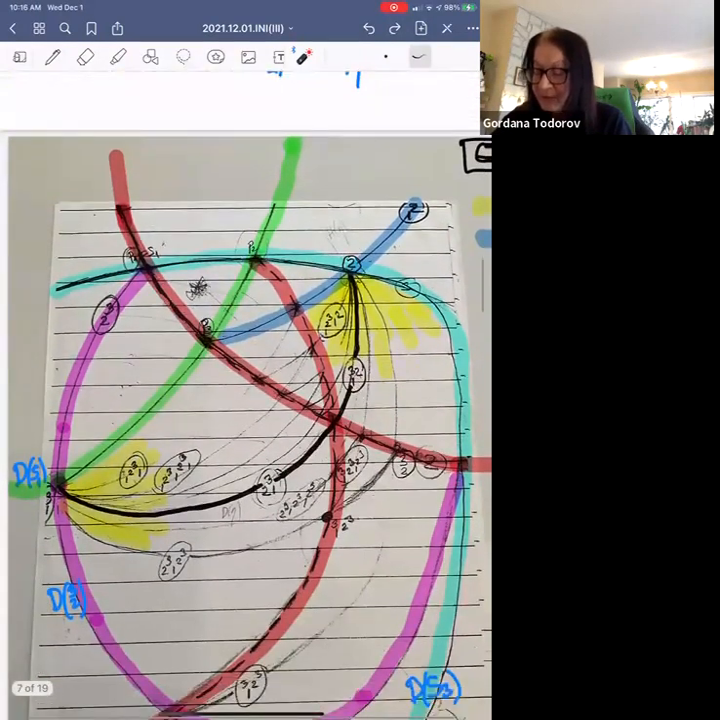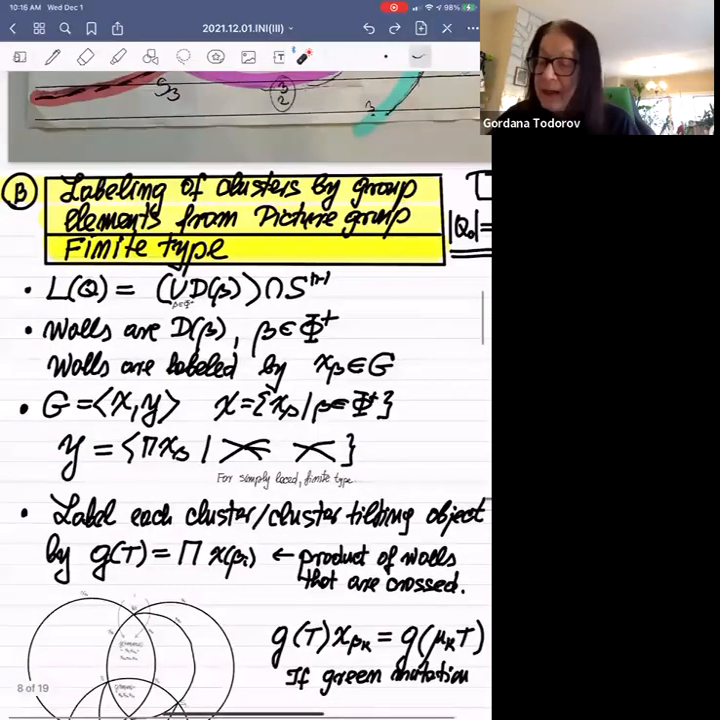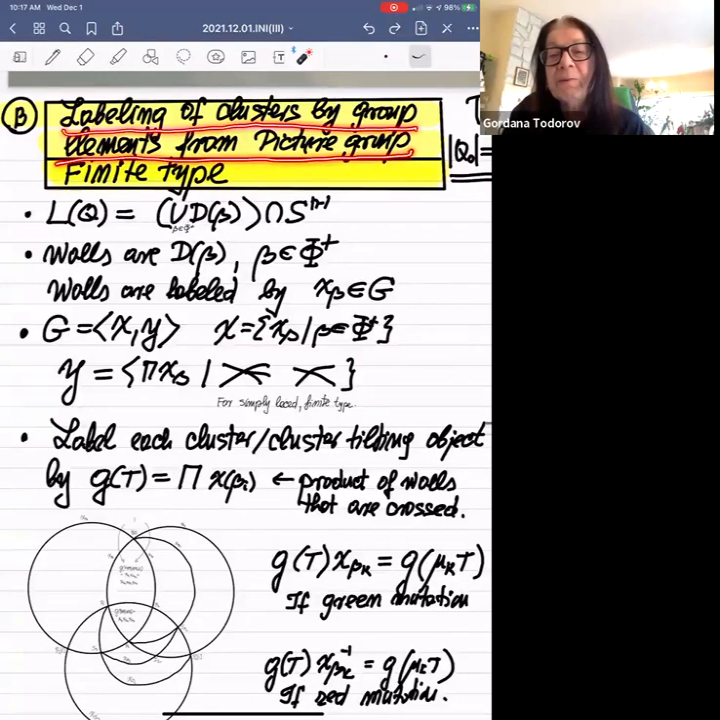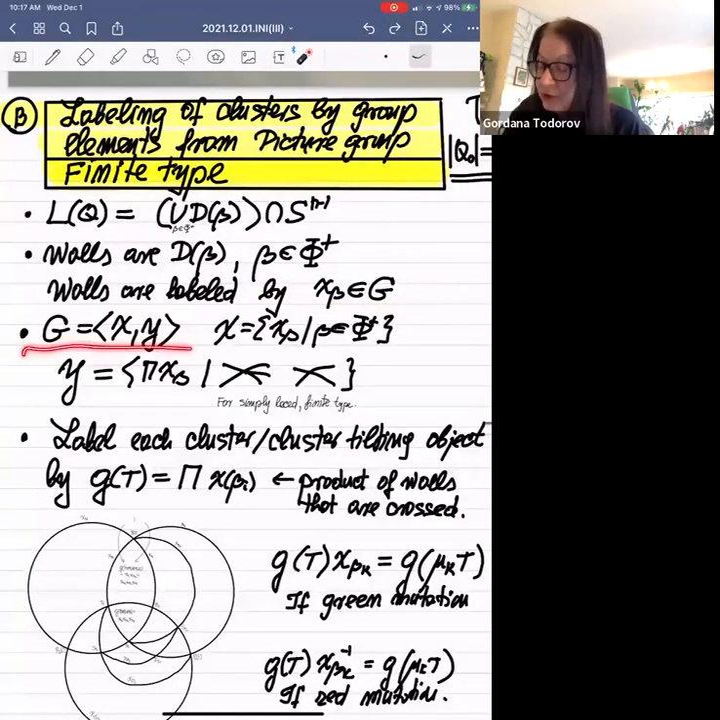But before that, there are a couple of things that I want to point out which are being used. First, I'll mention this for finite type. Here's an example of finite type. We know that each of the triangles, or the highest simplices in the picture group, corresponds to clusters or cluster tilting objects. I want to talk about labeling of these clusters by group elements, which I already used when I talked about maximal green sequences, but I want to recall it because I will need it again. So again, here's our L_Q as before. Walls are D betas, where betas are positive roots. X betas are the generators of G, and G is given like that, and the relations are only that. I'm talking about finite type here.